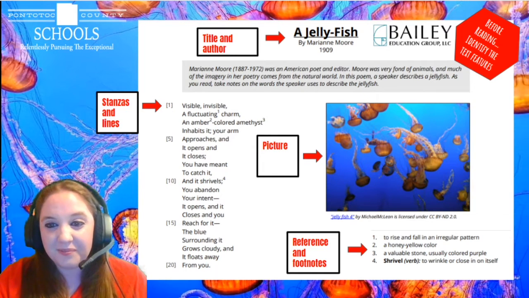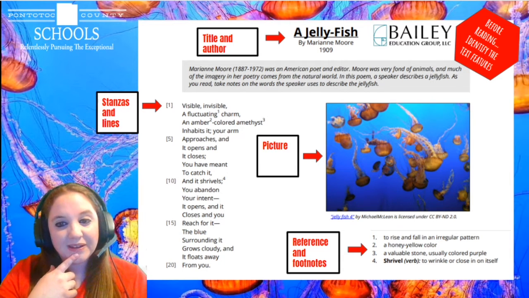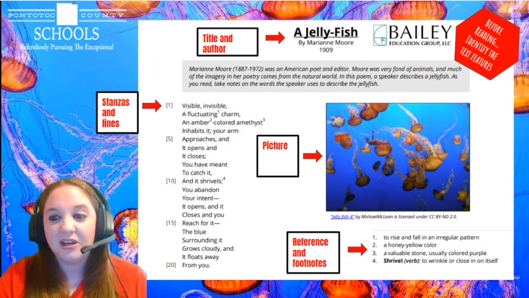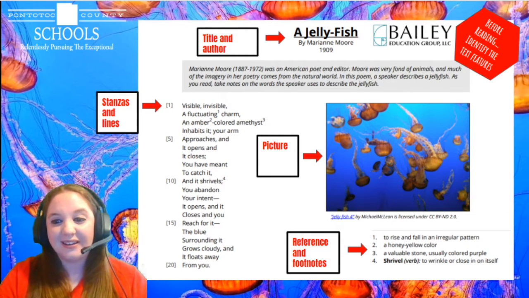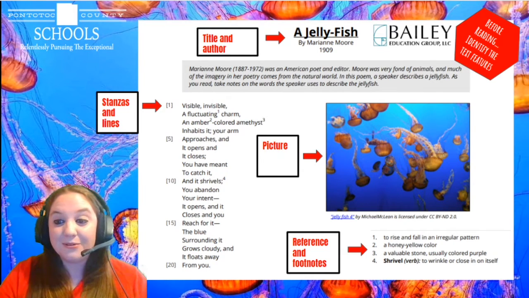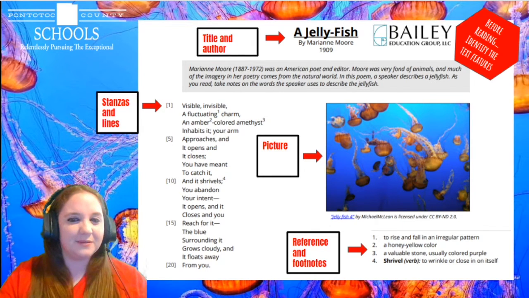Let's read them together. Number 1. What is the word? Fluctuating. What does fluctuating mean? To rise and fall in an irregular pattern. Number 2. Amber. Number 2 says amber is a honey yellow color. Can you think of something that might be amber?